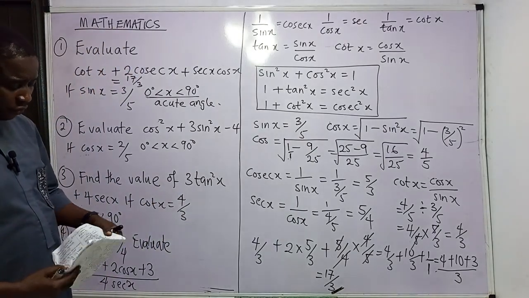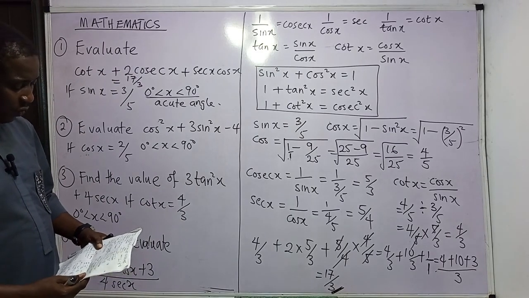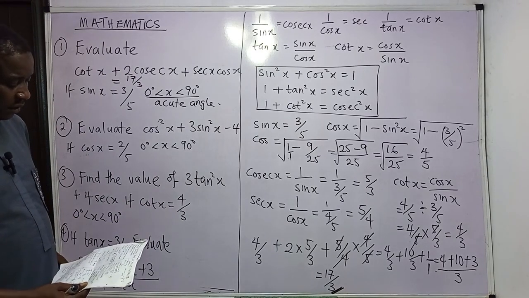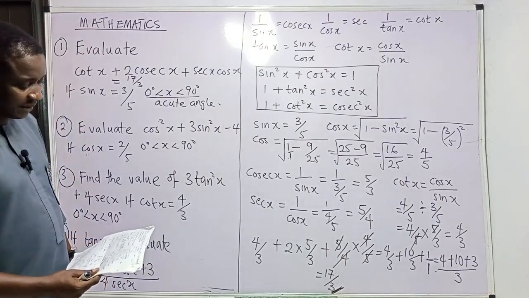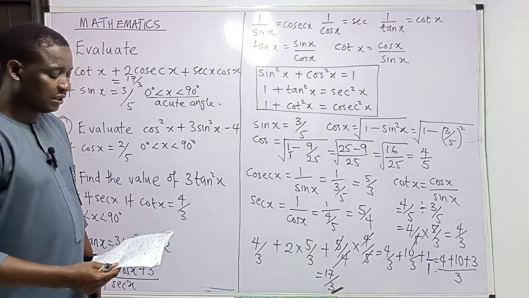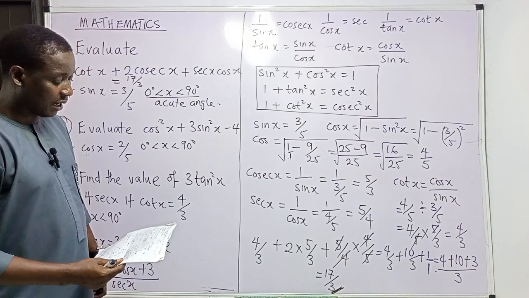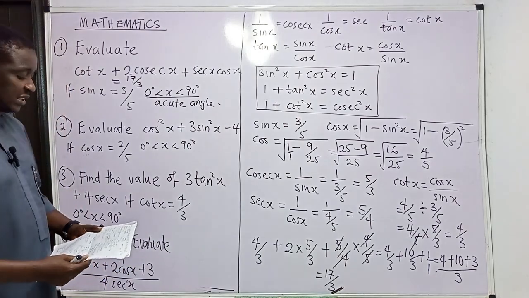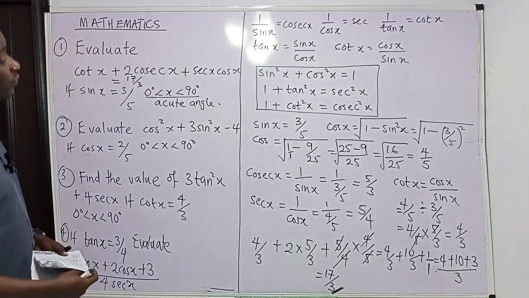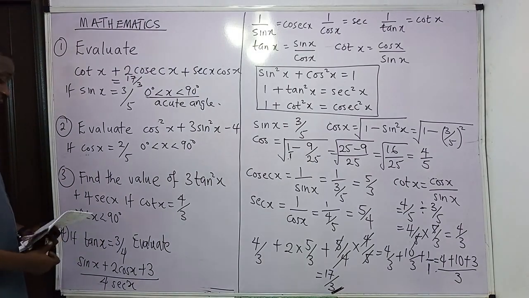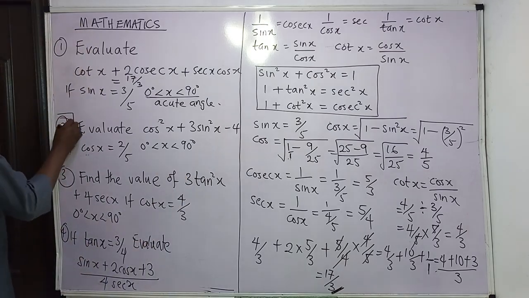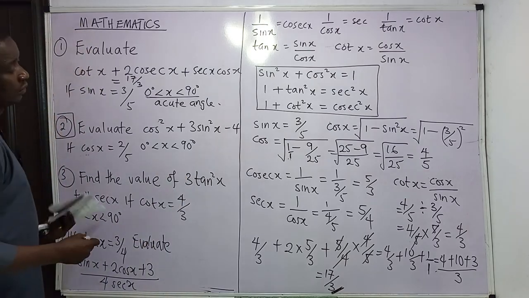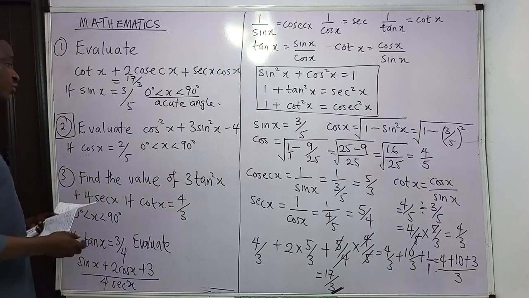So if you check, the options that we have are: A, 10/3, B, 17/3, C, -17/3, D, 11/3, and E, none of the above. So I will go with 17/3, which is option B. Now, I think that one is clear. Now, we want to go to question 2. Let's go to question 2. And that is the next thing we want to solve.